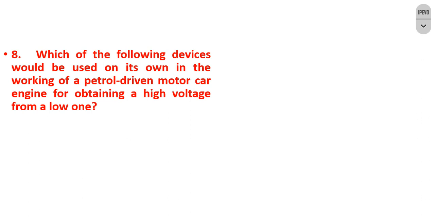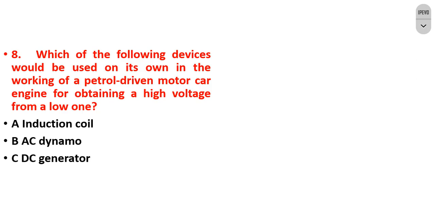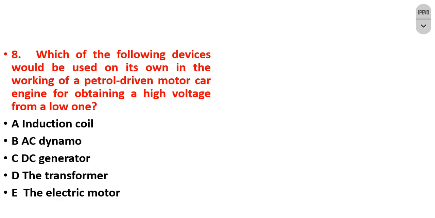This question says, which of the following devices would be used on its own in the working of the petrol-driven motor car engine for obtaining a high voltage from a low one? A. Induction coil. B. AC dynamo. C. DC generator. D. Transformer. E. Electric motor. The correct option is option A, the induction coil.